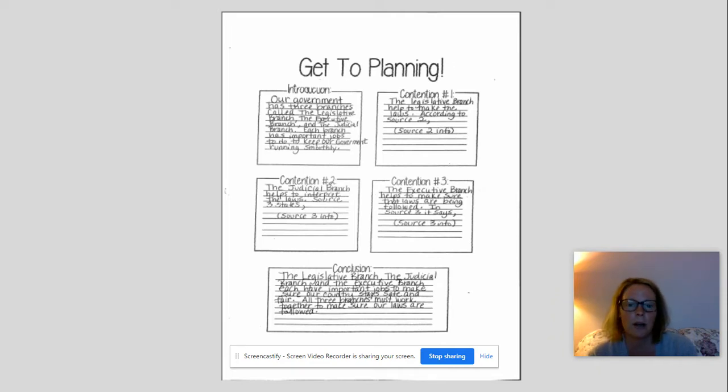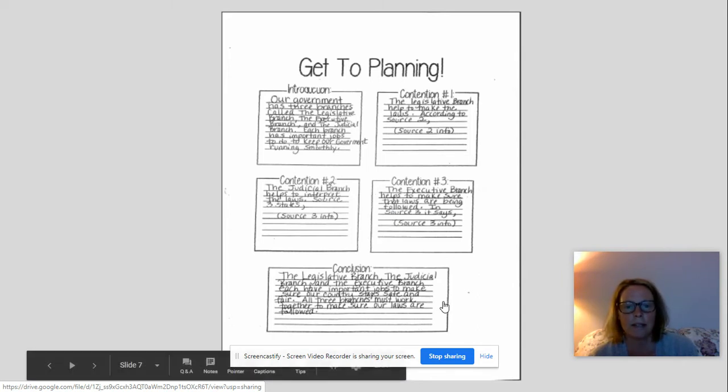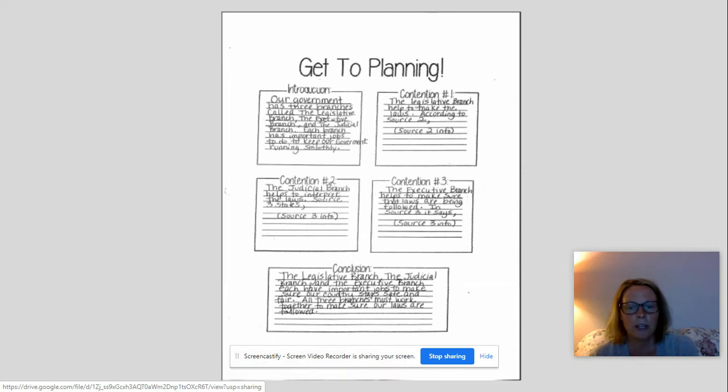it bores the reader. So, in my conclusion, I restate the three branches of government, because that was what the writing was asking me to do, was to talk about the three branches of government. So I made sure to restate that. And I wrote, the legislative branch, the judicial branch, and the executive branch each have important jobs to make sure our country stays safe and fair.